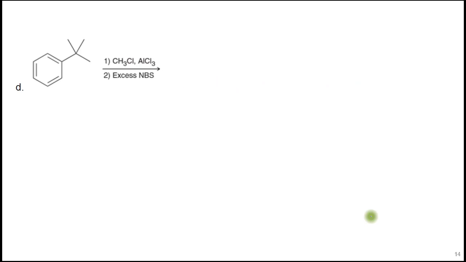In this one we have the addition of a methyl group. And this will be adding para plus ortho. And then excess NBS will brominate at the benzylic position.